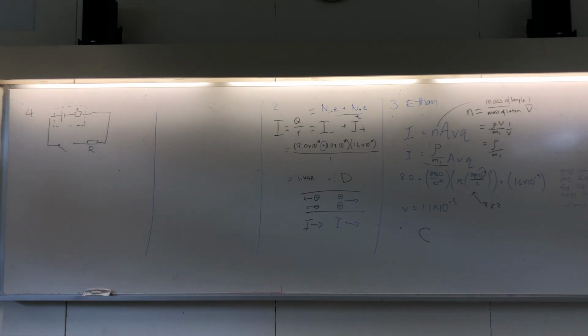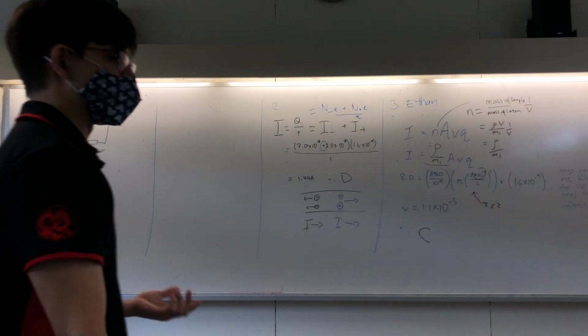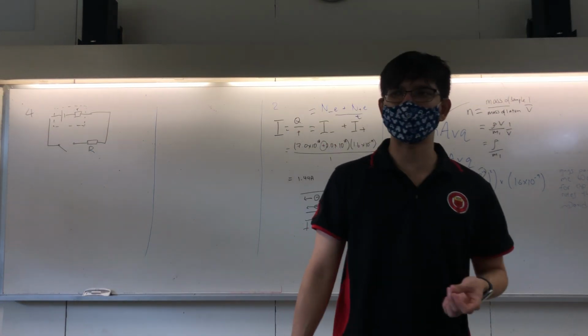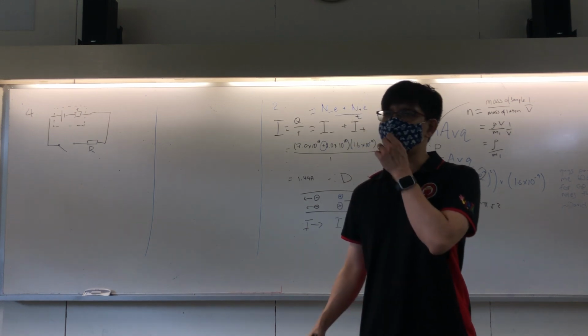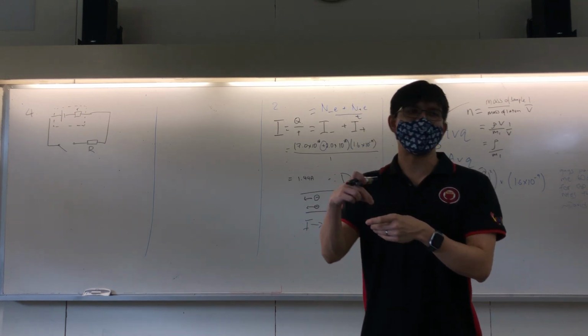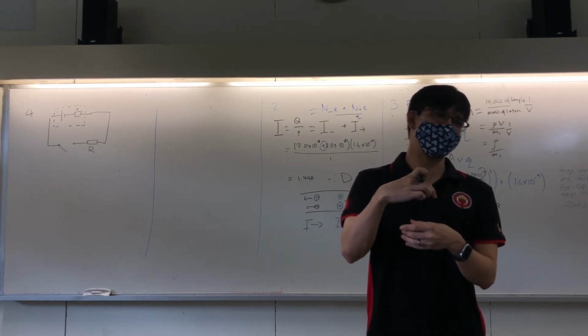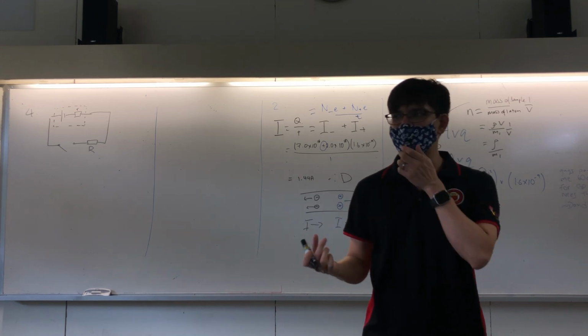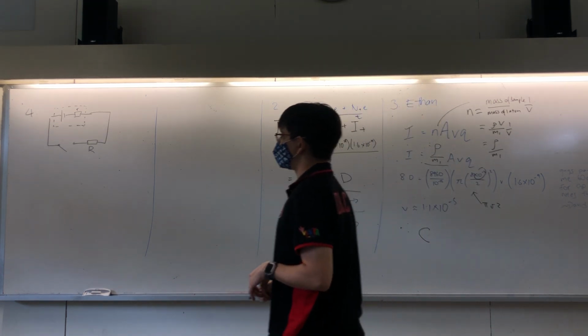Okay, I'll do question 4. So, question 4 basically is to tell us that, in addition to understanding how the cells work, we should also understand that cells have an internal resistance, because when I construct a battery, there's inevitably some components that will produce a resistance when I use the battery. But there's an important distinction to make.